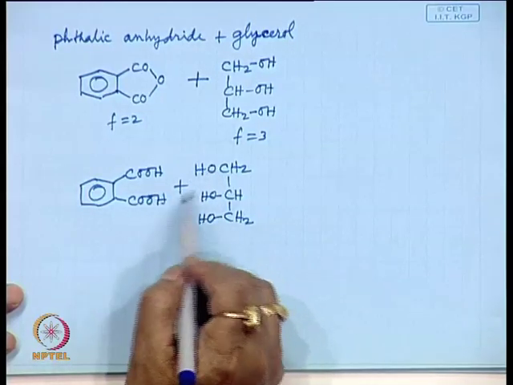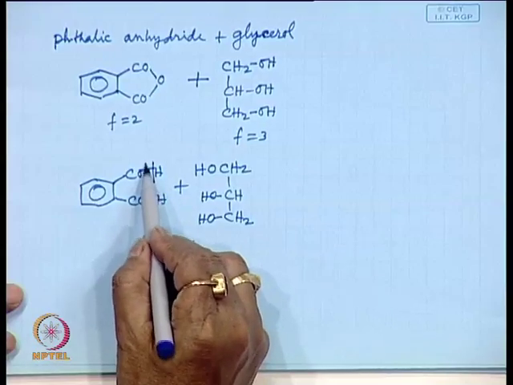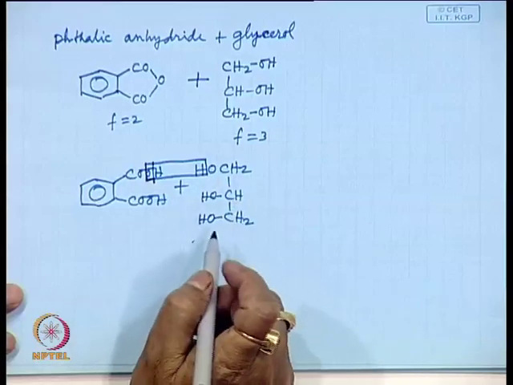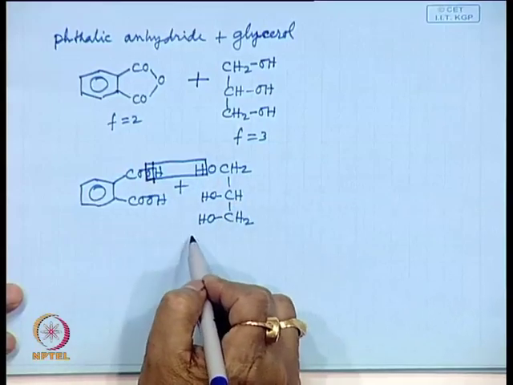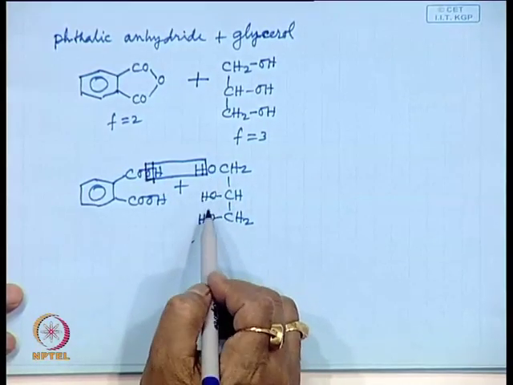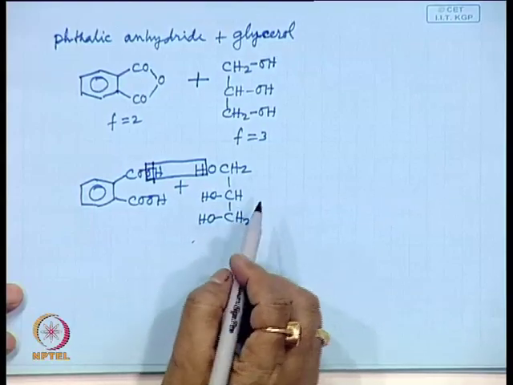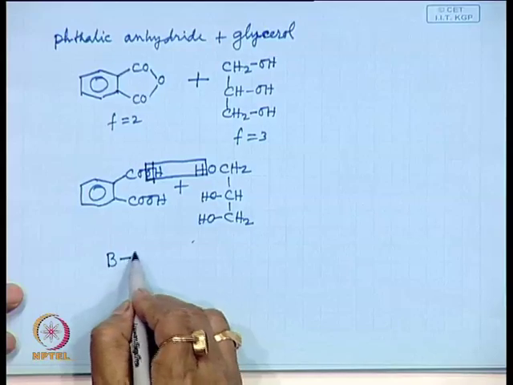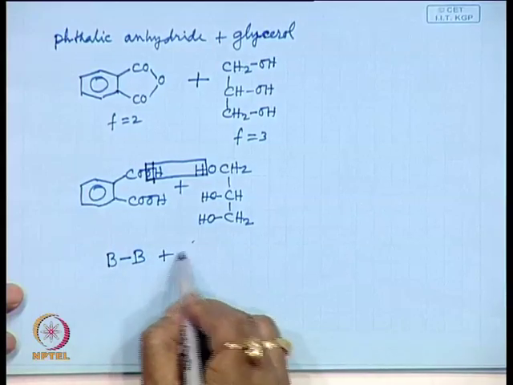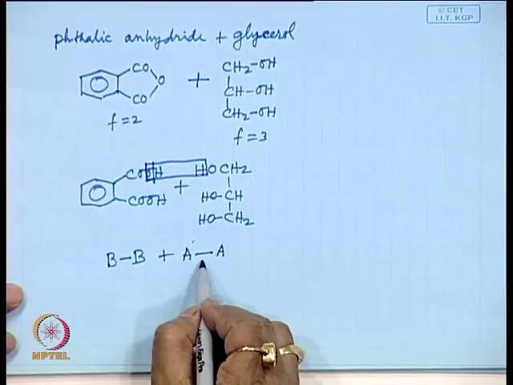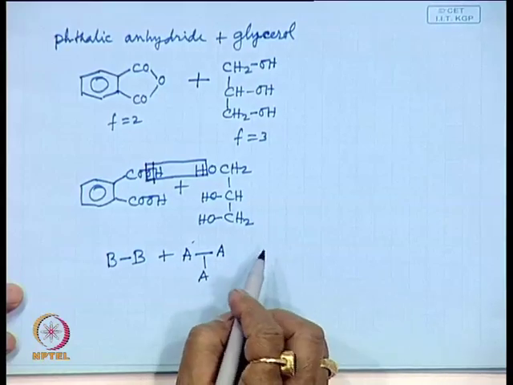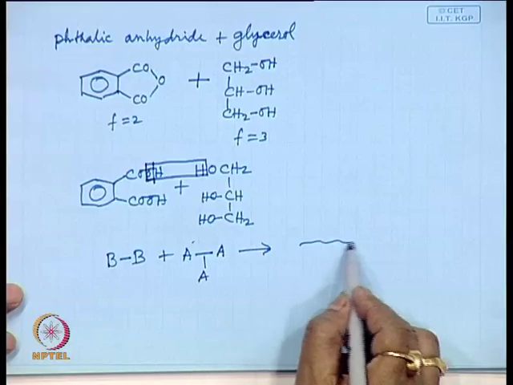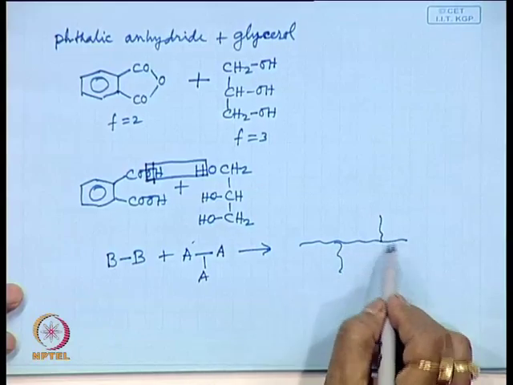So, this will condense, this will also condense. This is a primary hydroxyl group, this a secondary hydroxyl group. So, what will happen? As I showed, if you consider this as a BB having two B functional groups, with A functional groups, trifunctionality like this, you will get a polymer system like this branch.